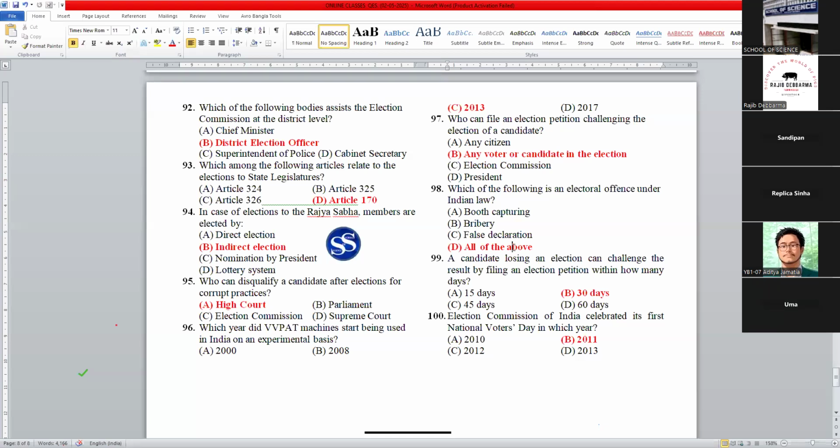But the Election Commission has celebrated its first National Voters' Day in the year 2011. And the primary objective of National Voters' Day is to encourage greater participation of young voters in the electoral process and to raise awareness about the importance of voting. Got it, all of you? Yes, sir.